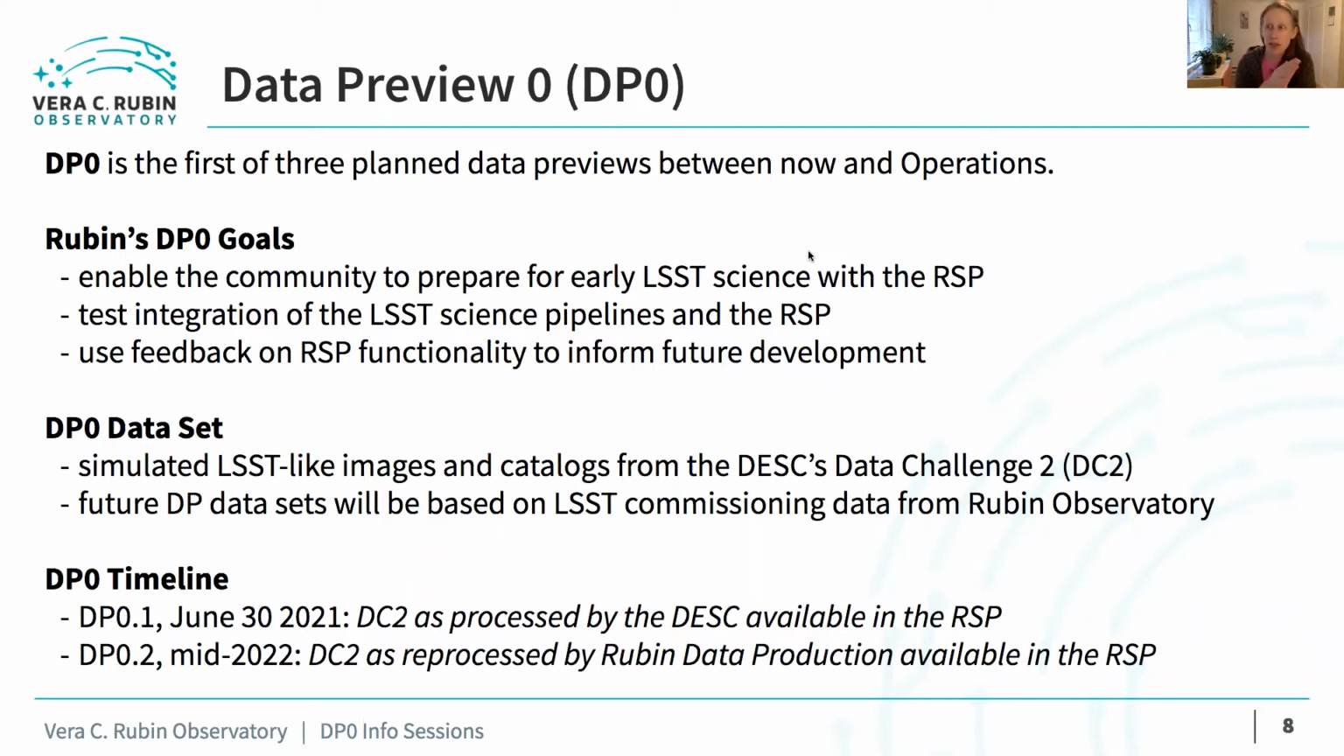I also wanted to remind you that Data Preview 0 is long and has 2 phases. We're in the first phase now, DP0.1, and that's the DC2 dataset as processed by the DESC, basically. And then DP0.2, which will start in mid-2022, mid-next year, will be the DC2 dataset as reprocessed by Rubin Data Production using the most up-to-date version of their science pipelines. There are a couple of other differences between DP0.1 and 0.2 in terms of RSP functionality as well, but we'll cover all that later. Right now, we just want to focus on what's available for you for DP0.1.